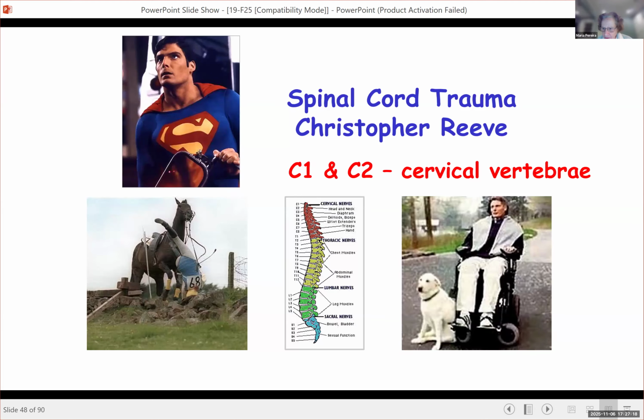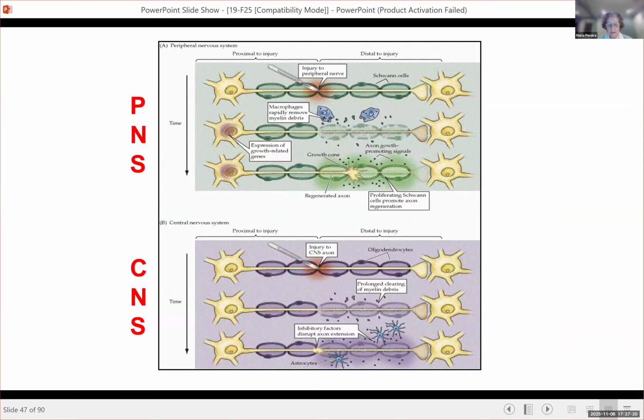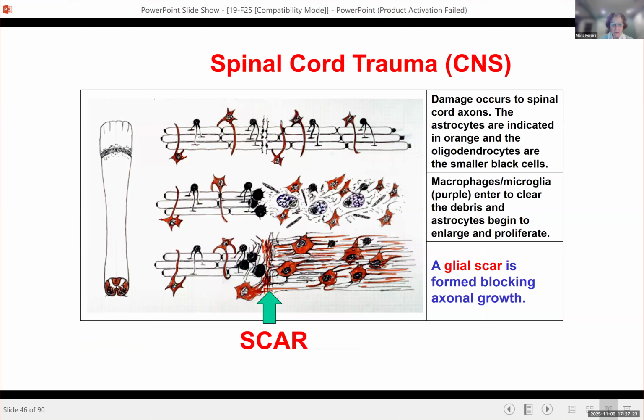So axons cannot be repaired in the central nervous system. Look here at the scenario. Here you have three axons and they were severed, right? Right here. And what do you see here? You see the oligodendrocytes, these blue, and these red are the astrocytes. So what happens? This is the distal stump and this is the proximal stump. Here would be the cell body.